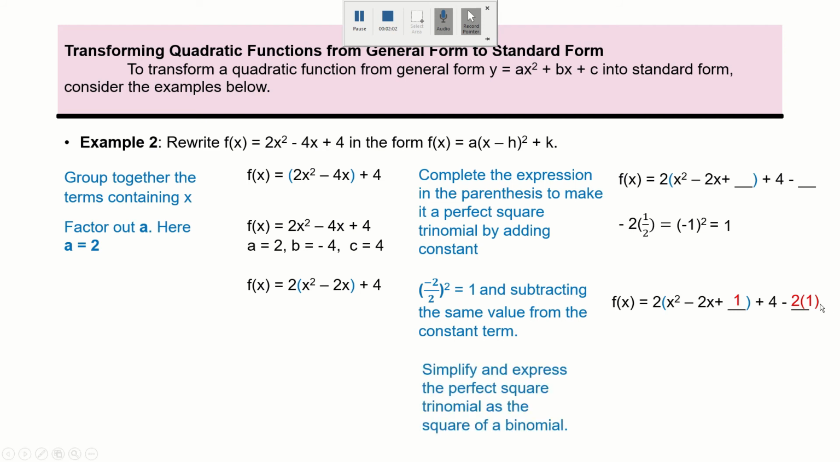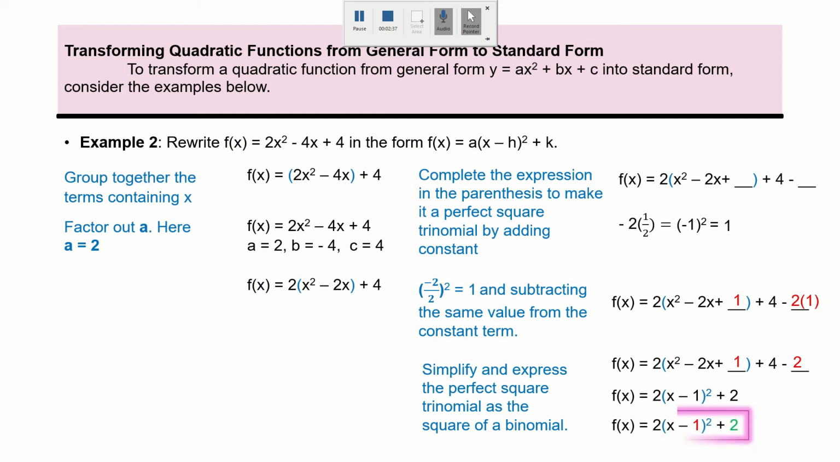And we're going to simplify and express the perfect square trinomial as the square of a binomial. It means that we're going to simplify the equation. That's now 2 times x squared minus 2x plus 1 plus 4 minus 2. And we're going to make it a square of a binomial. We're going to get the square root of the first term. We have the square root of x squared is x. Copy the sign of the second term and the square root of our last term, which is 1. And then we simplify this part. So we now have f of x equal to 2 times x minus 1 squared plus 2. Okay, so that's now our answer.